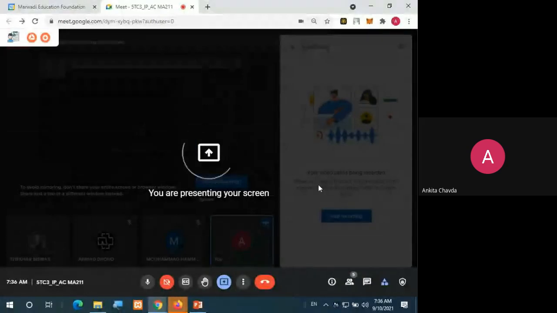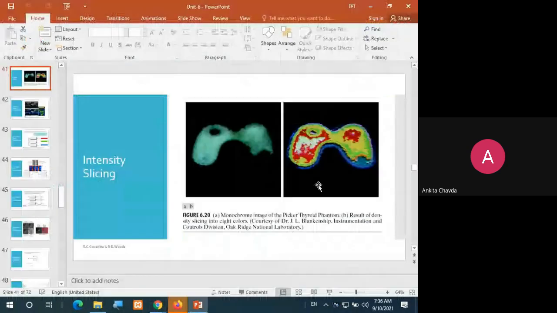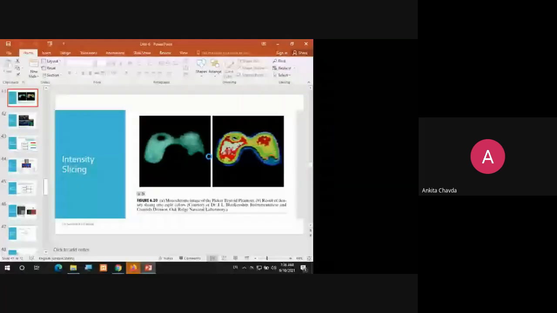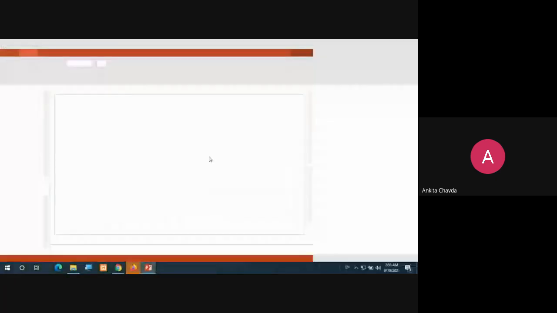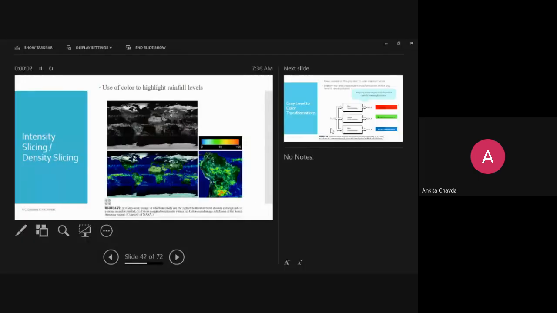What we have done in our previous session was all about color slicing, intensity slicing, right?